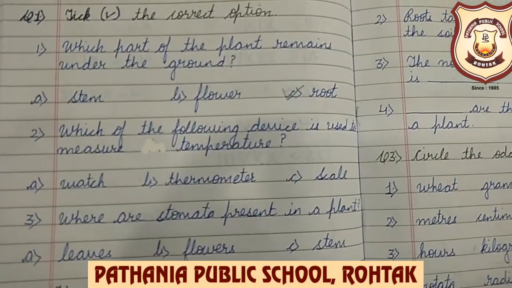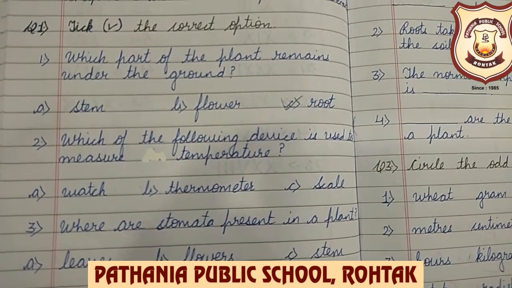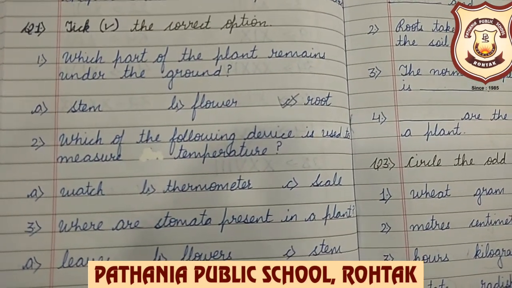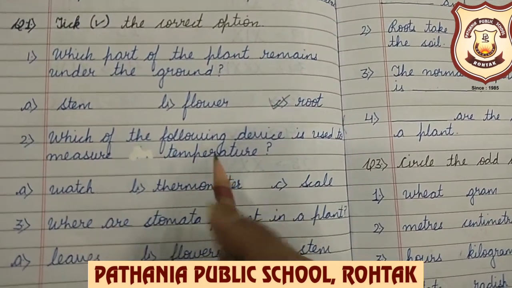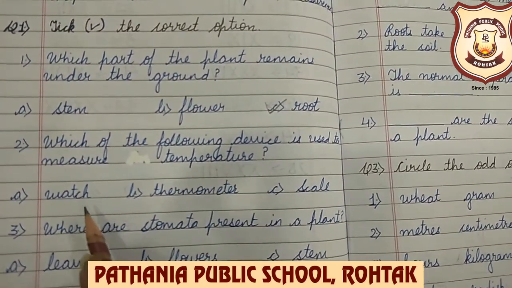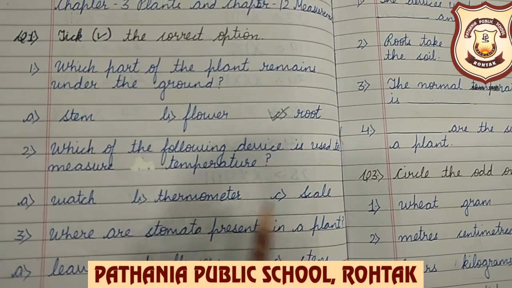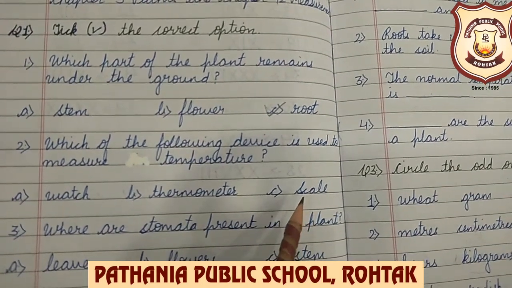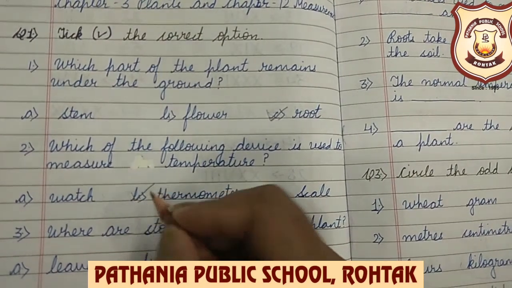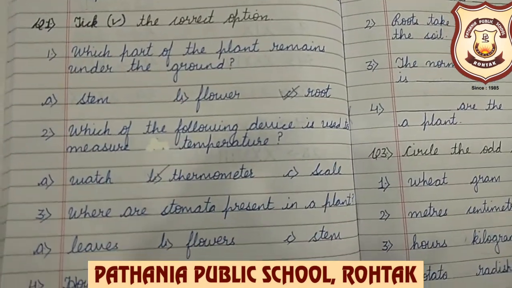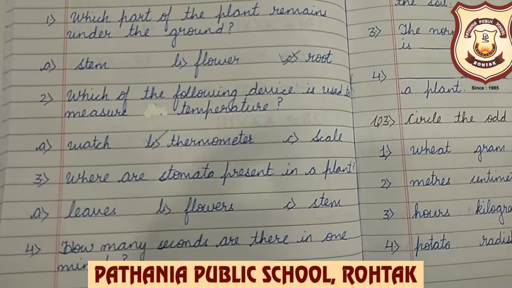Second is, which of the following devices is used to measure temperature? Watch, thermometer or scale? Tell me the correct answer. Right, it is thermometer. Now third is, where are stomata present in a plant?